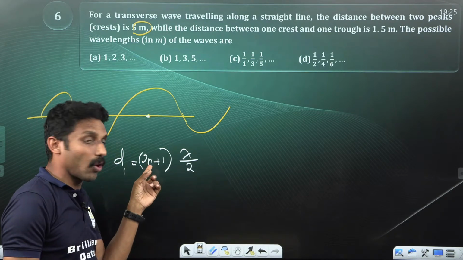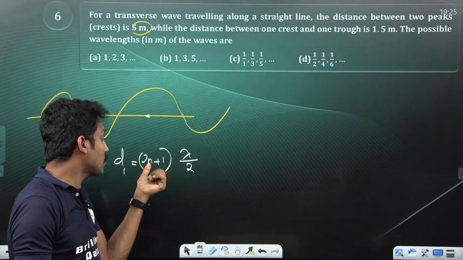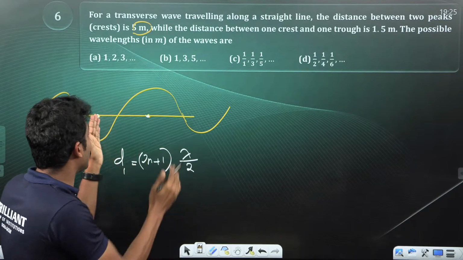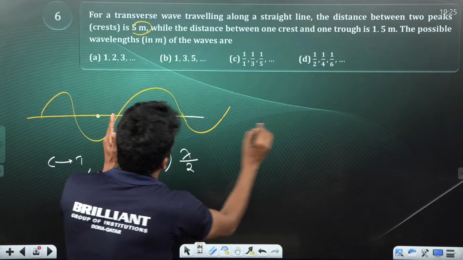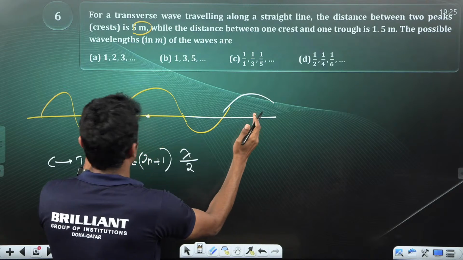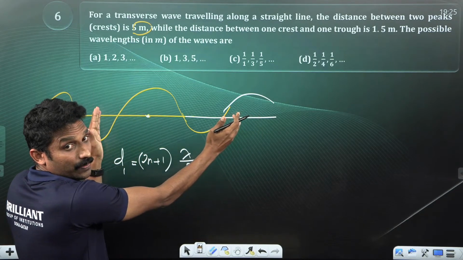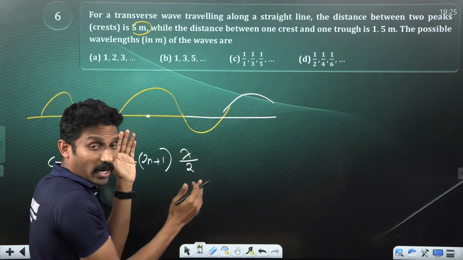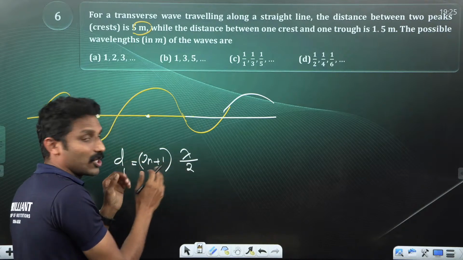Okay, if n is 0, this is lambda by 2. If n is 1, this is 3 lambda by 2. That is this one. See, you can check this. 3 lambda by 2 is this one. This distance is 3 lambda by 2. Okay, and the next distance will be 5 lambda by 2. In that way, it proceeds.